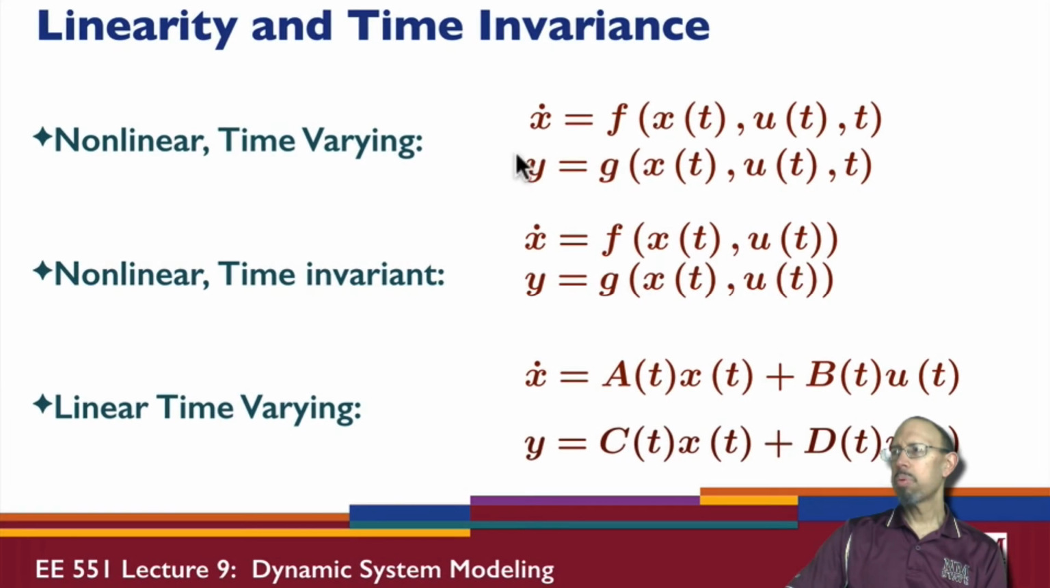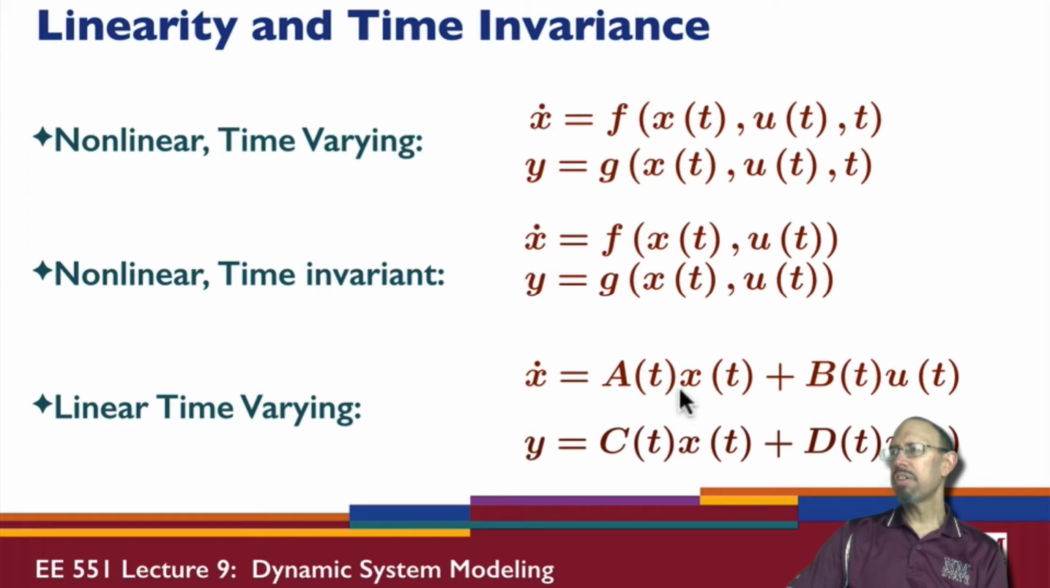In continuous time, we would have them in this form. Instead of x at the next time, we have the derivative of x as a function of x, u, and t, and y is a function of x, u, and t at the present time. If the functions f and g are nonlinear functions of x and u, then the system is said to be nonlinear. If it is a function of time explicitly as well, then it is time varying. If it is not explicitly a function of time, then it is time invariant.